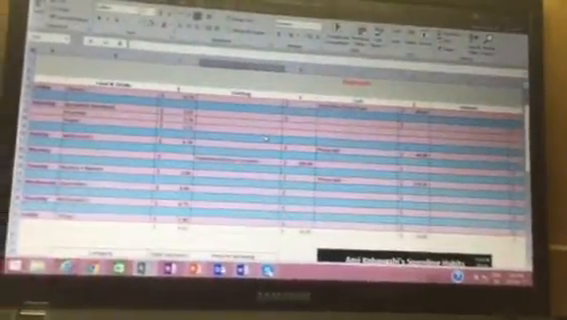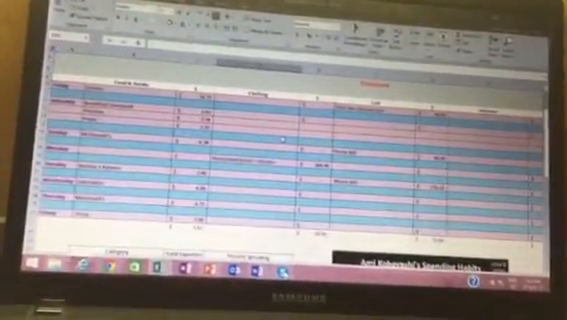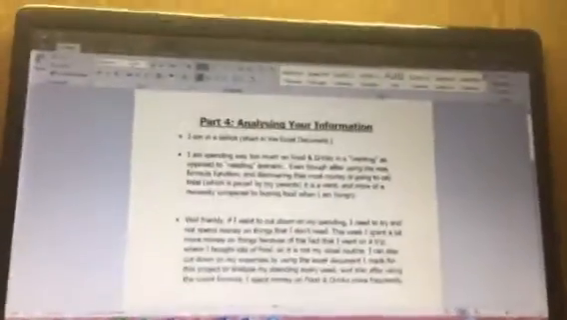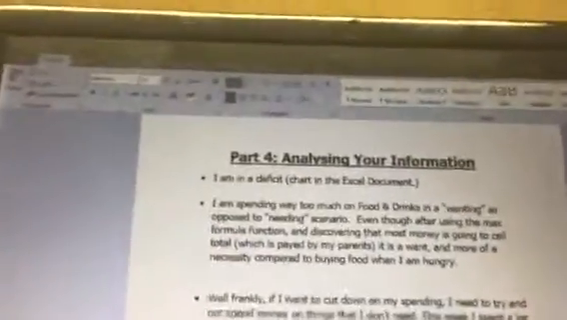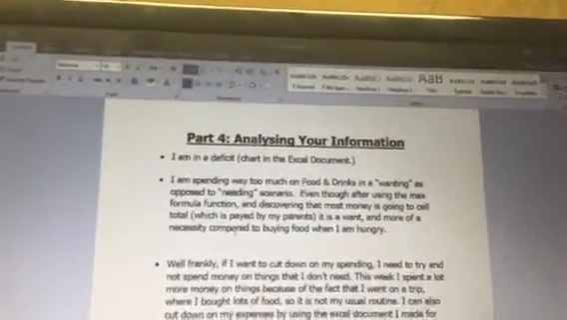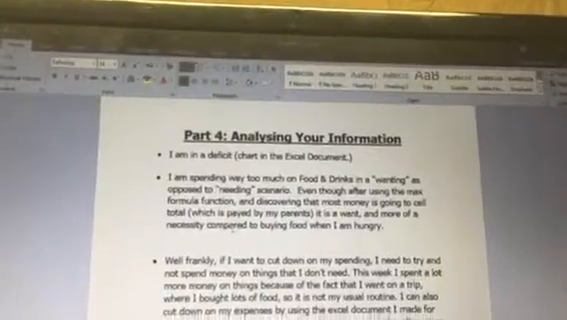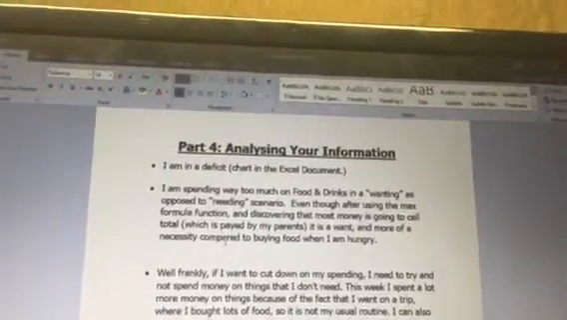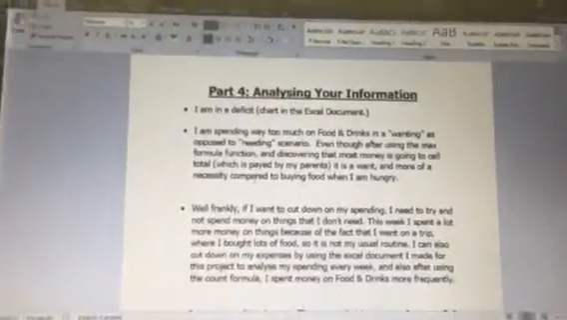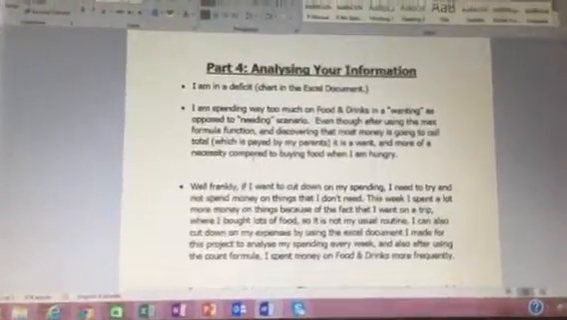So I am in deficit, but in theory, I am not in deficit for the money that I make compared to the money that comes out of my own wallet as opposed to my parents. I'm spending way too much on food and drinks in a wanting scenario as opposed to needing. Even though after using the max formula function, I discovered that the most money is going to cell total, but that is more of a necessity than a want and is also not paid by me.